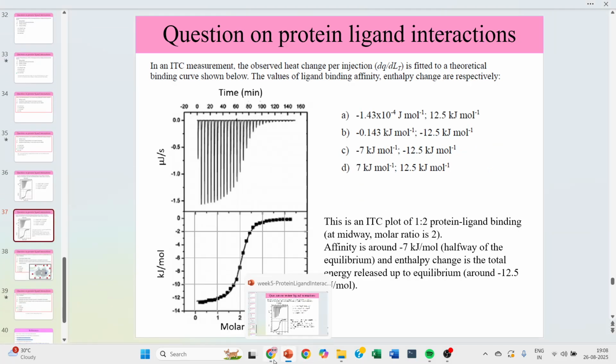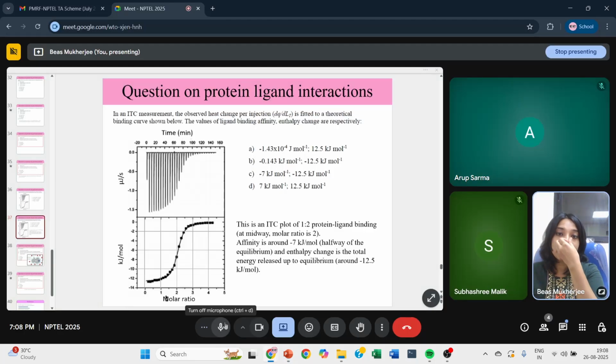Now the explanation is given here. See, this is an ITC plot of 1:2 protein to ligand binding. Why? Because at midway the molar ratio is 2. So exactly at the midpoint the molar ratio from the second curve, that is the S-shaped curve, is coming as 2. Right? So there is 1:2 protein to ligand binding. Affinity is around 7 kilojoules per mole, that is halfway of the equilibrium.